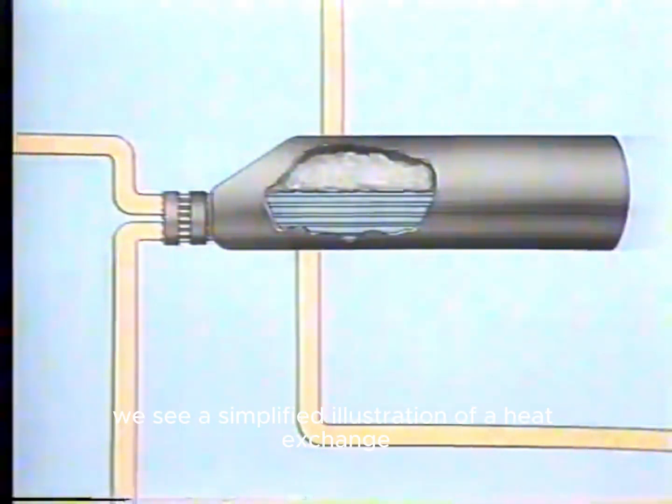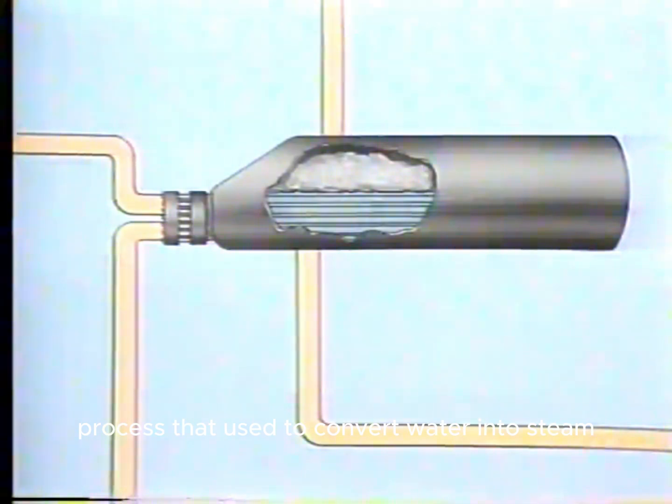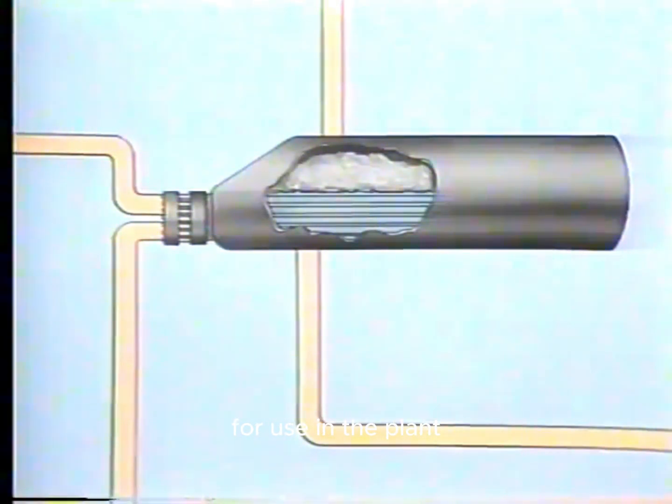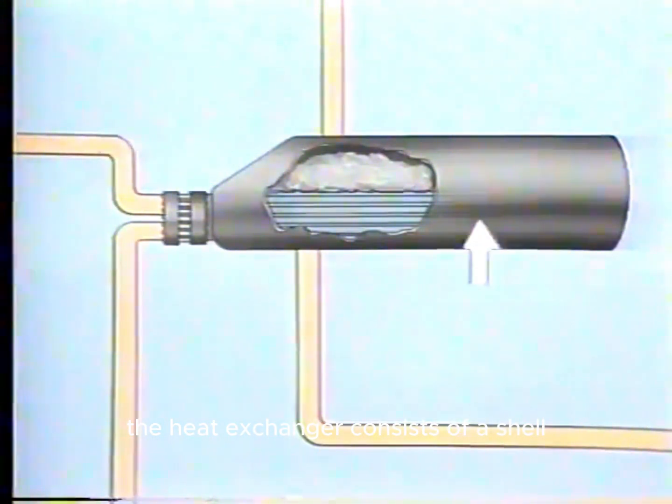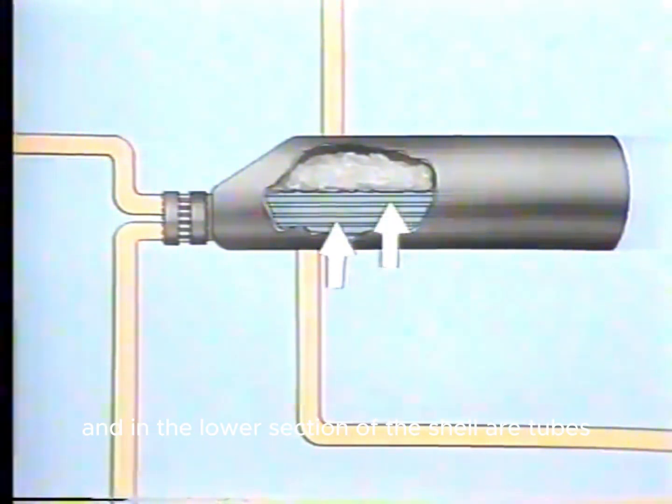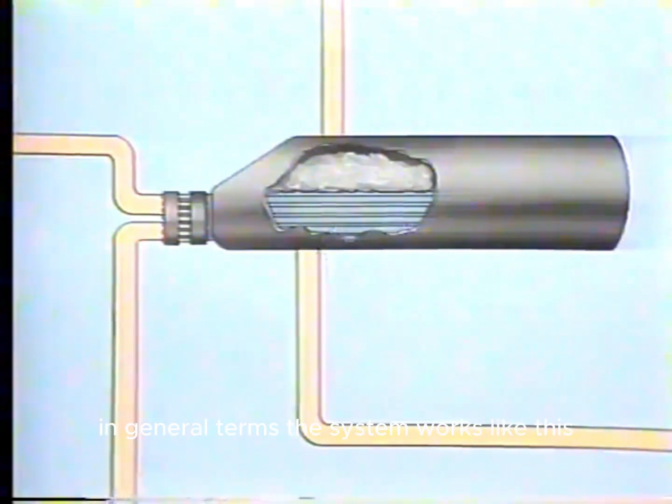Here we see a simplified illustration of a heat exchange process that's used to convert water into steam for use in the plant. This particular system is designed to keep the steam leaving the heat exchanger at a specific pressure. The heat exchanger consists of a shell, and in the lower section of the shell are tubes. In general terms, the system works like this.